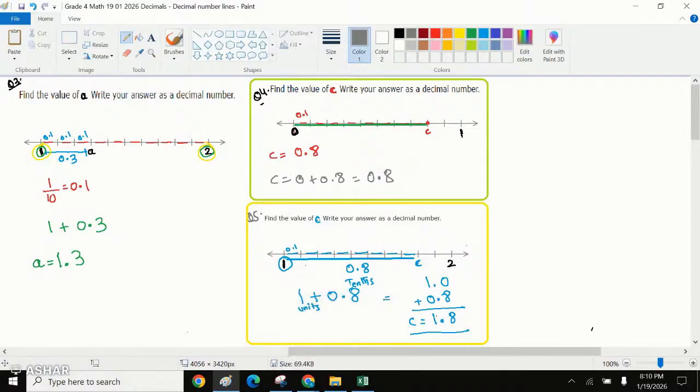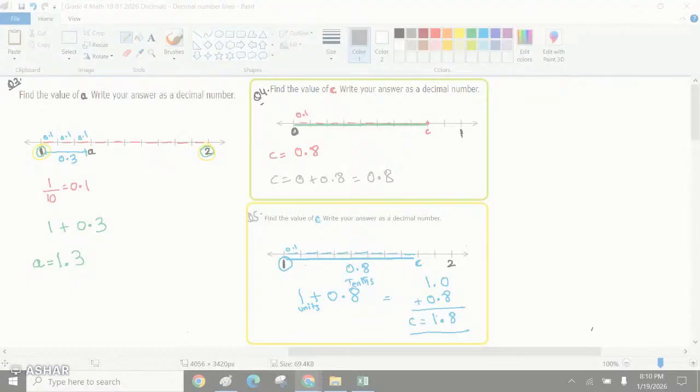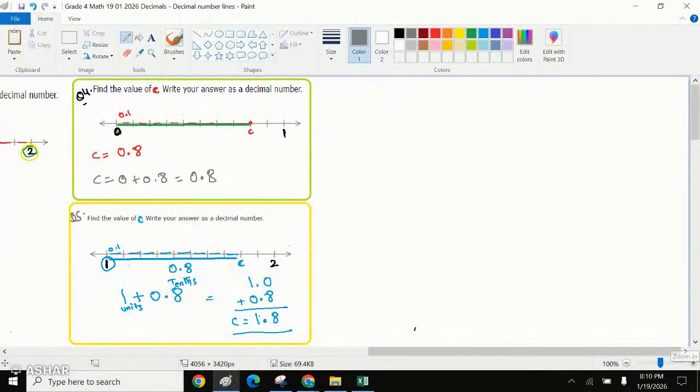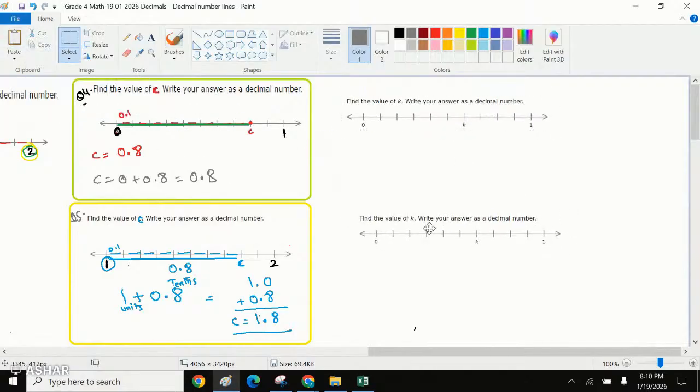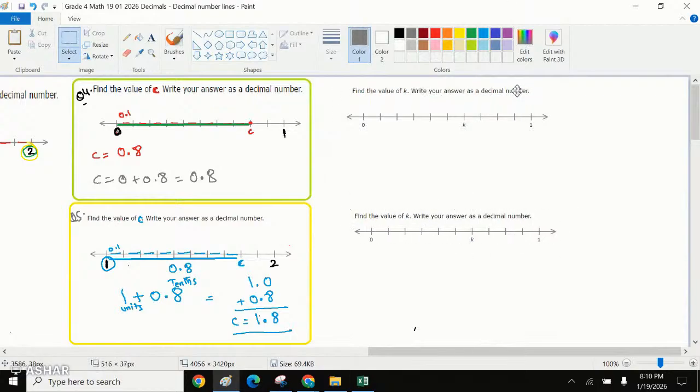Okay, very good. Let's have a look at the next question. Again, in the next question, what I'll try to do is make 2 questions out of it. And the first question says, find the value of K. This would be question number 6.